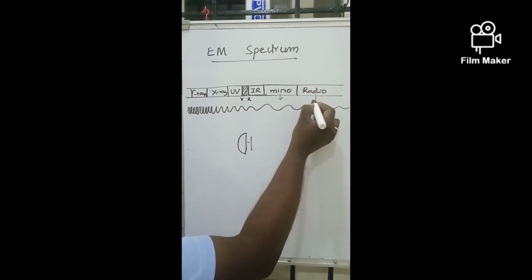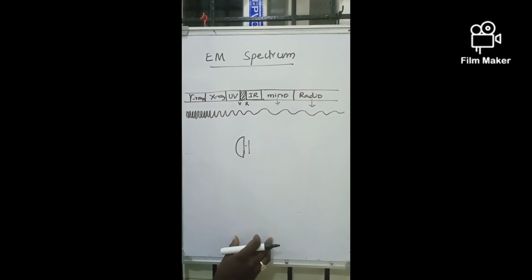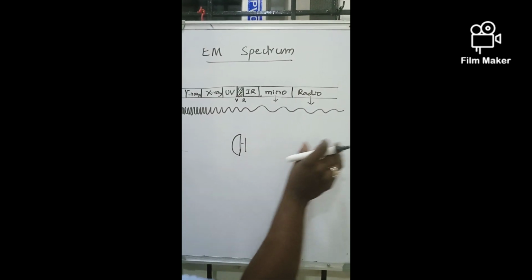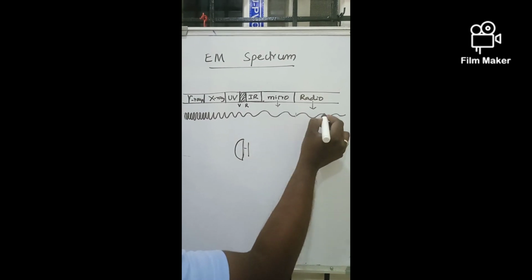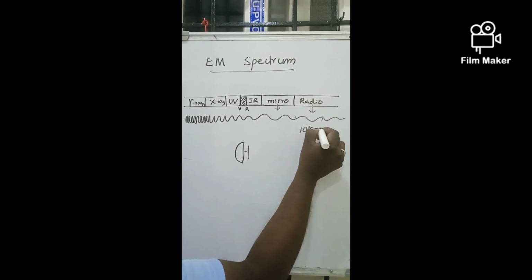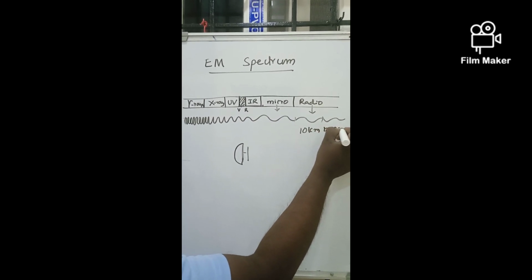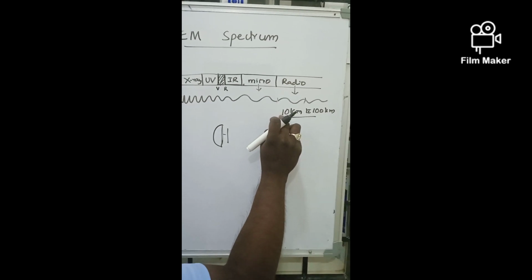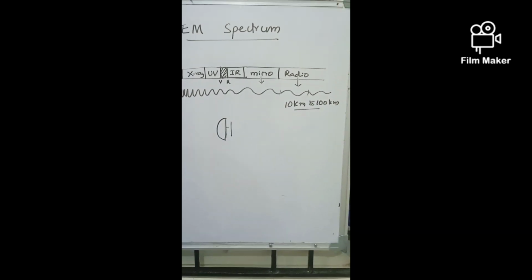Radio waves are the best for telecommunication purposes, because they can travel very long distances due to their very high wavelength, nearly 10 kilometers to 100 kilometers. It means one wave is nearly 10 to 100 kilometers in length.